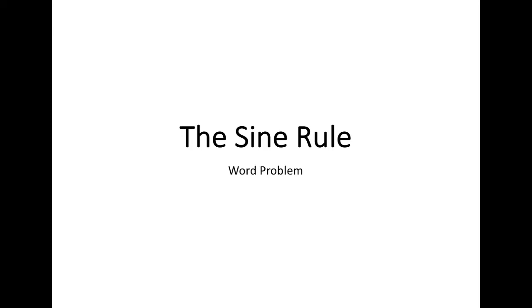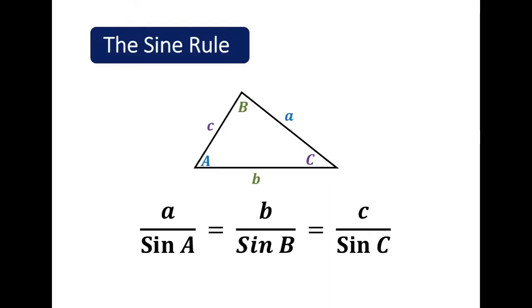This video is going to have a look at using the sine rule to help us work out the answer to a word problem. The sine rule states that side A divided by the sine of angle A is going to be equal to side B divided by the sine of angle B, which is also equal to side C divided by sine of angle C.